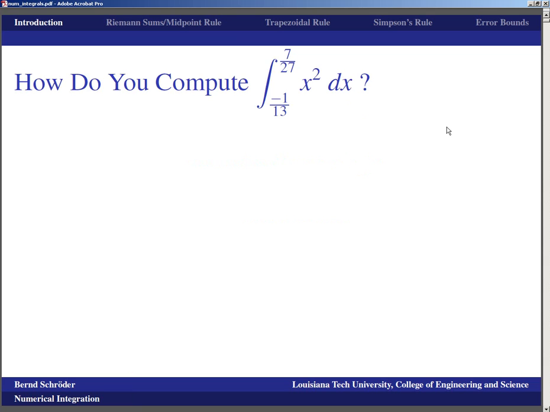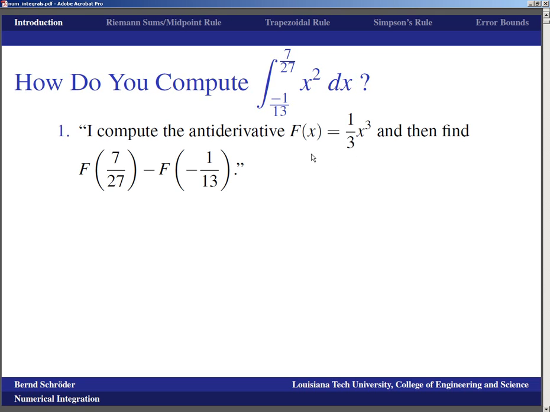Well, in the realm from which we are coming right now, the answer is, well, I compute the antiderivative, which is 1/3 x cubed, and then I find f of 7/27 minus f of negative 1/13. And that's really tedious, but certainly thanks for being persistent, thanks for being hard-nosed. If your teacher wants you to do that by hand, it is not a bad thing to do.